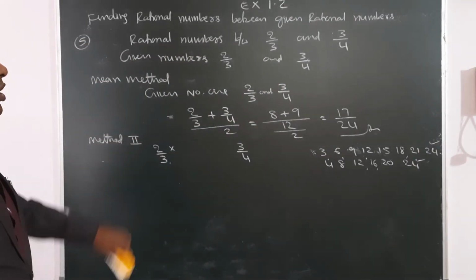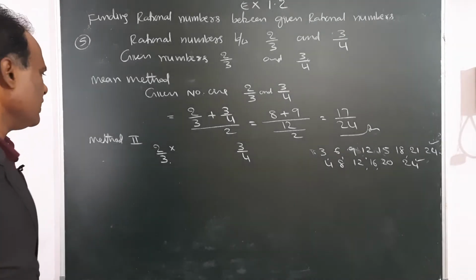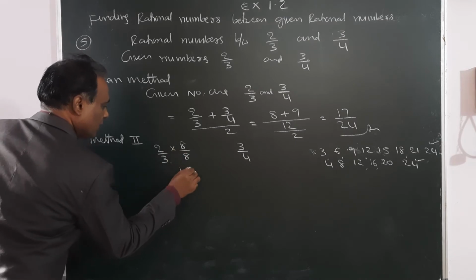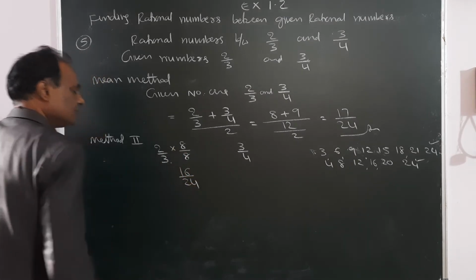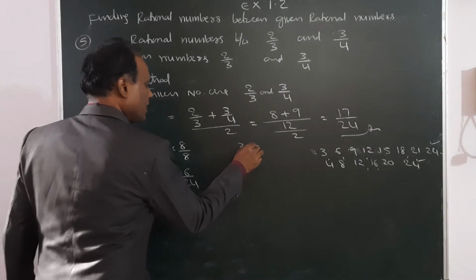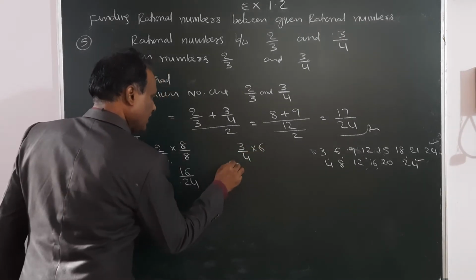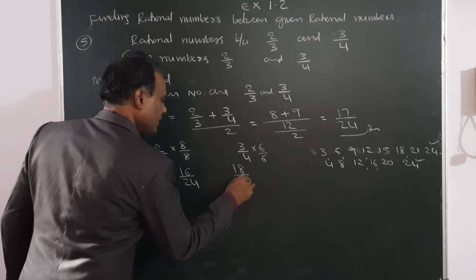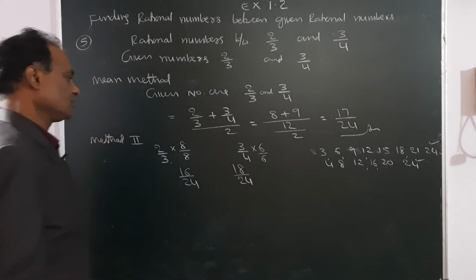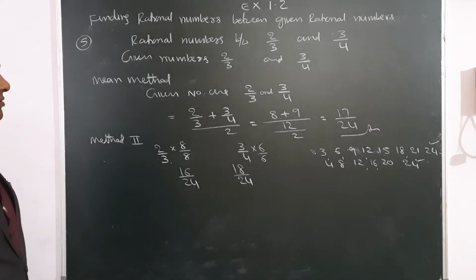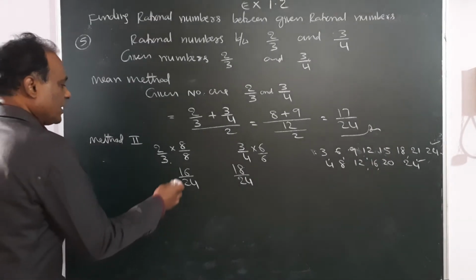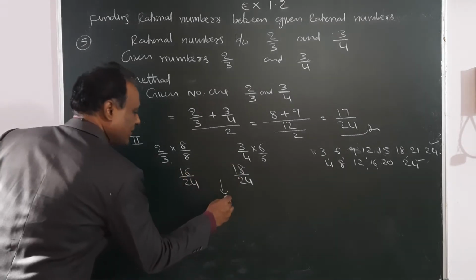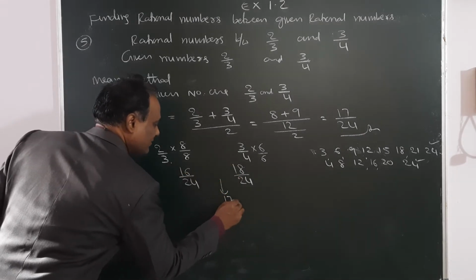So we can make the denominators 24 so that it will be convenient. Multiplying with 8, 2 by 3 becomes 16 by 24. Multiplying with 6, 3 by 4 becomes 18 by 24. Between 16 and 18 you can easily tell one number. What is the number between 16 and 18? 17.